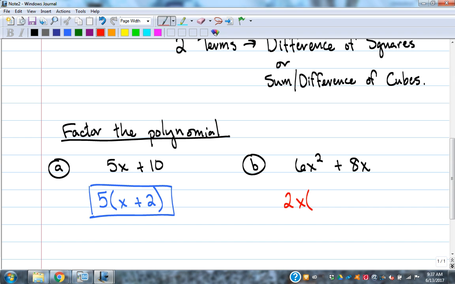The next thing to do is open up a set of parentheses and say, okay, what times 2x would give me 6x squared? 3, and we need another x. And what times 2x gives me plus 8x? A plus 4, yeah. And we don't need an x on that 4 because it's already out here. And we've got the factored form of that using GCF.